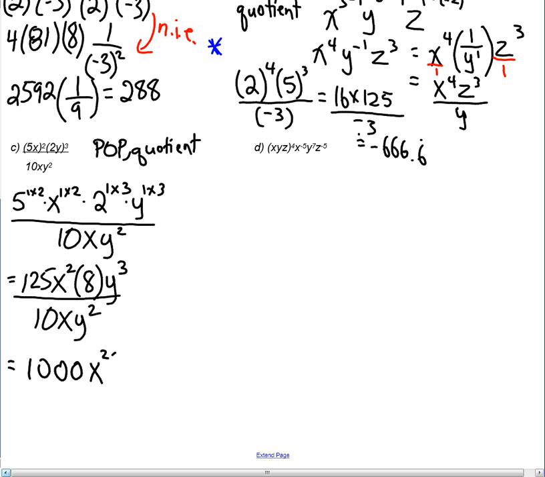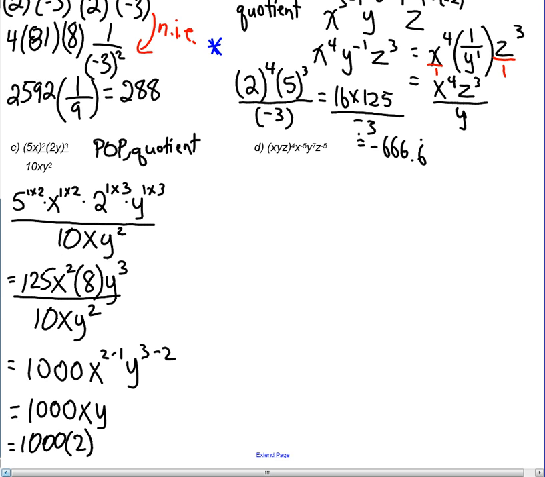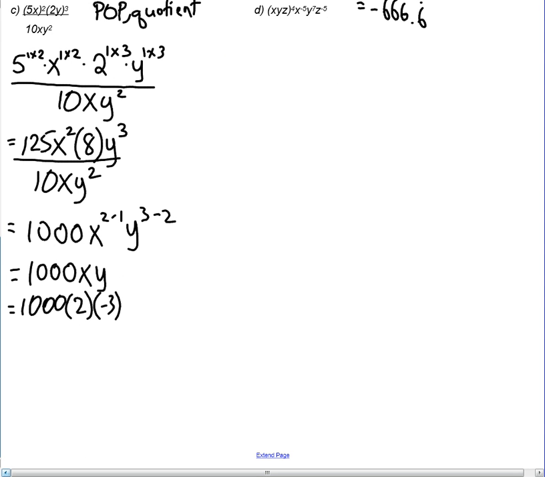I can start to do the quotient law with my x's and my y's, just to combine steps here. So I divide my numbers, and I'll get an answer of 1,000 times x times y, which now is simplified. Then substituting and solving would require me to put in, again, the value of x was 2, and the value of y was negative 3. So that would give us negative 6,000.